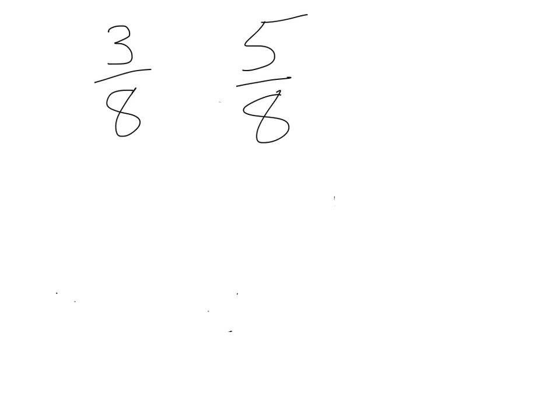So if I have 3/8 and I have 5/8, I know a benchmark fraction would be 1/2, or in this case 4/8. So if I know that 3/8 is less than 1/2 and 5/8 is greater than 1/2, so I would know that that's the case.